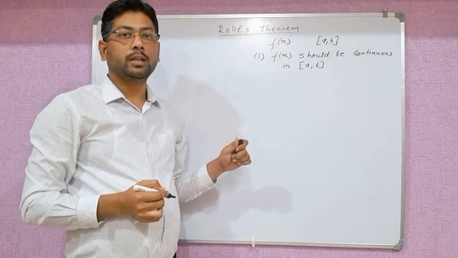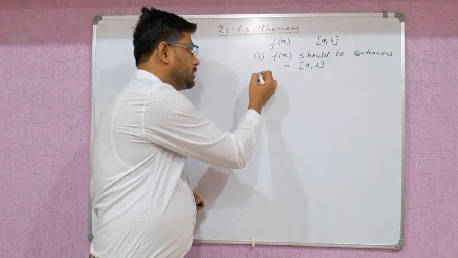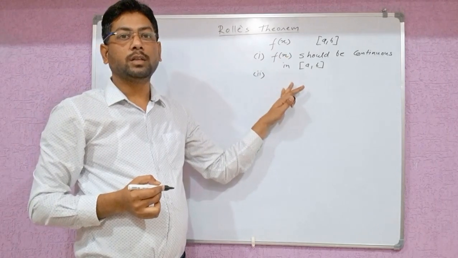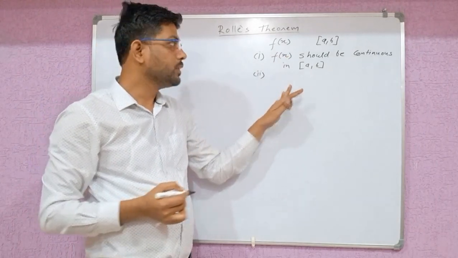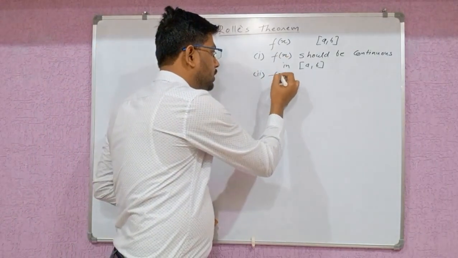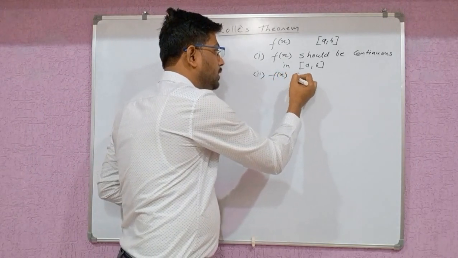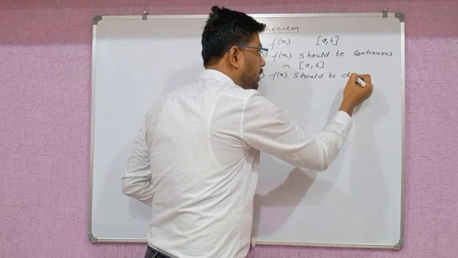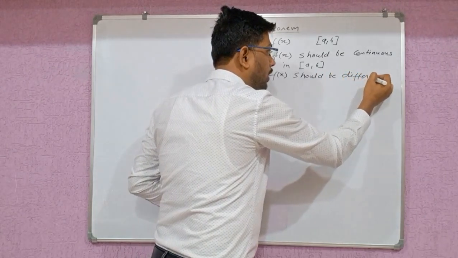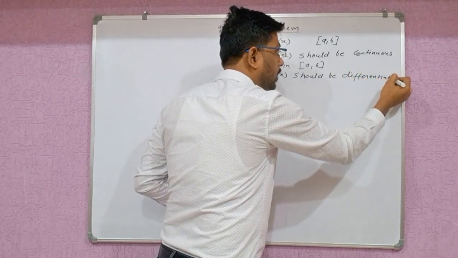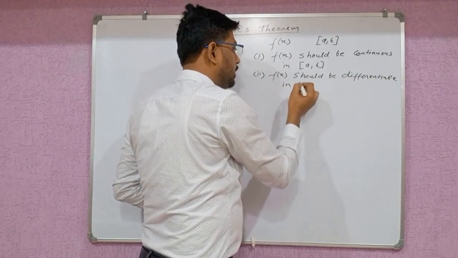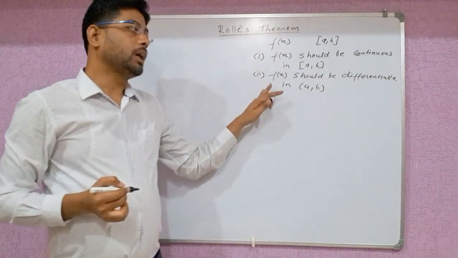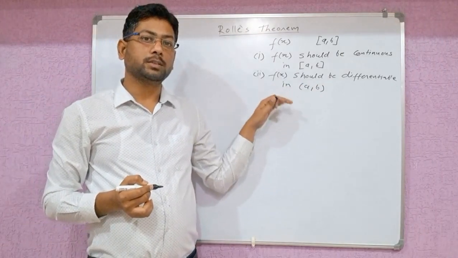Now the second condition. What is the second condition? The second condition is that this f(x) should be differentiable in the open interval a to b. So let's write that also. This f(x) should be differentiable in a to b, where a and b are not included. So this f(x) should be differentiable. This is the second condition.